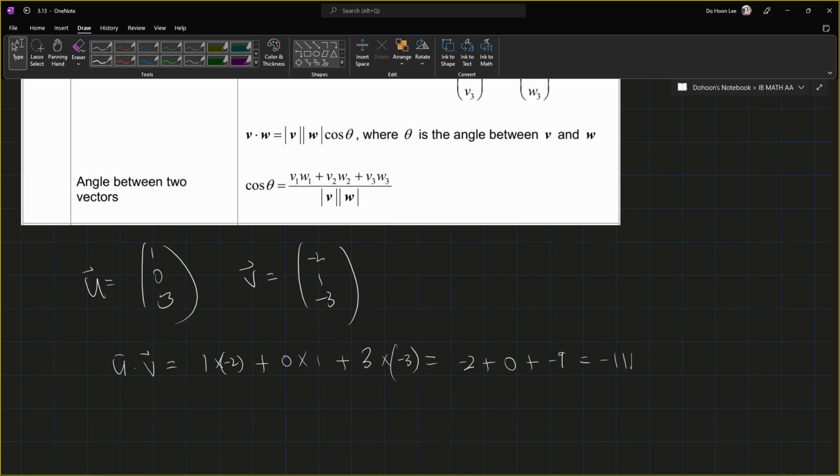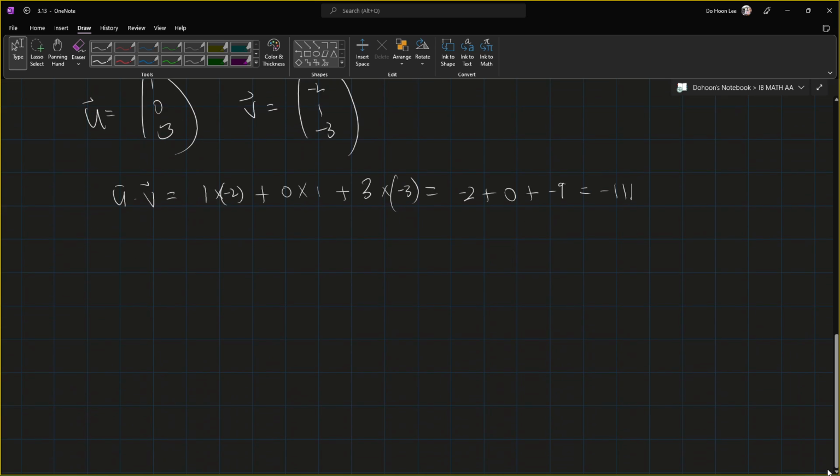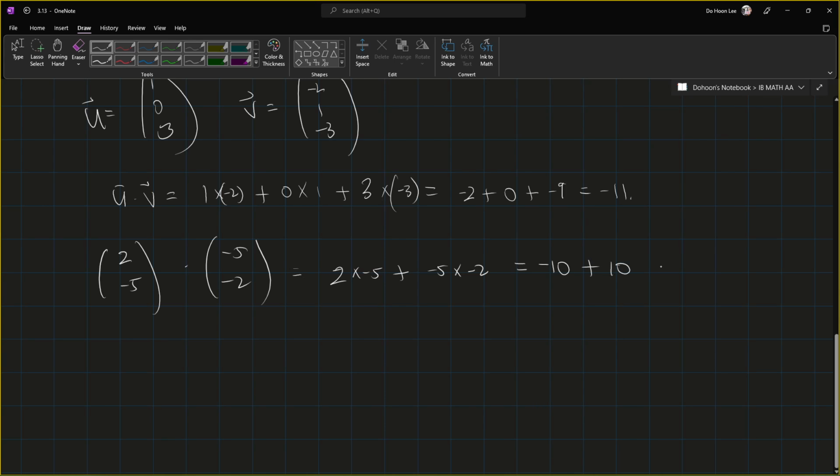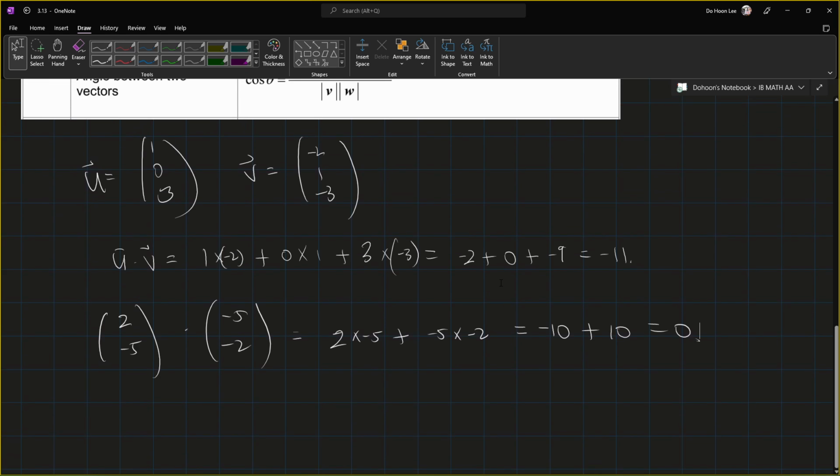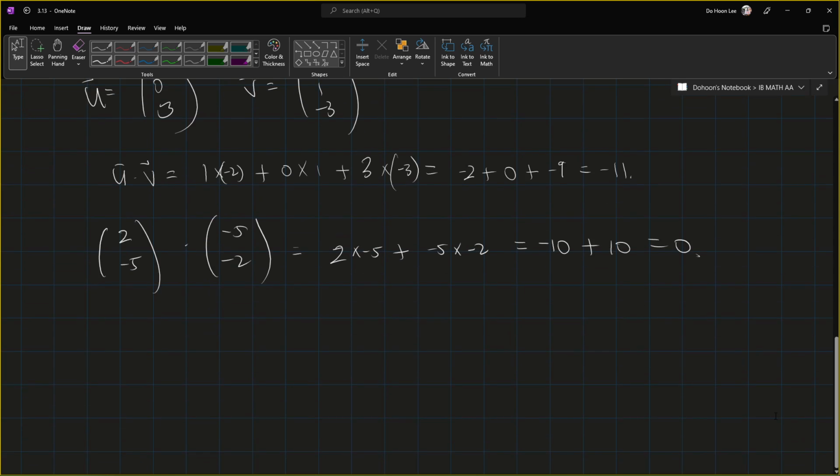Let's now focus on the angle part, because there are some special numbers that you may get for your cos theta. Let's try one with the scalar product of (2, -5) and (-5, -2). We'll use the same method. So this will be 2 times -5 plus -5 times -2. This is -10 plus 10, so we get 0. What does that mean? We can tell from the coordinate plane that the two vectors are actually perpendicular to each other.